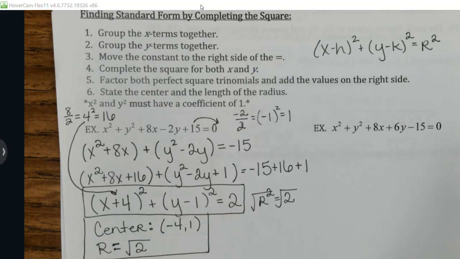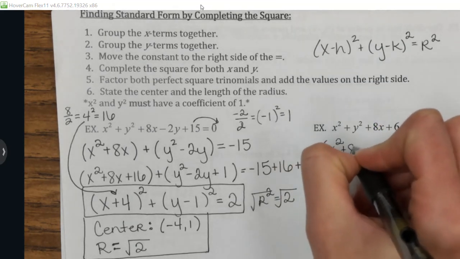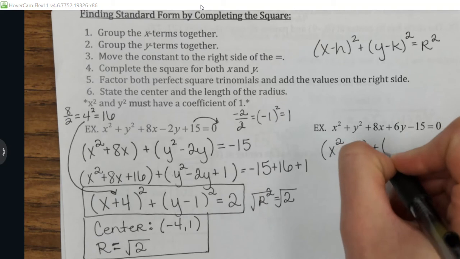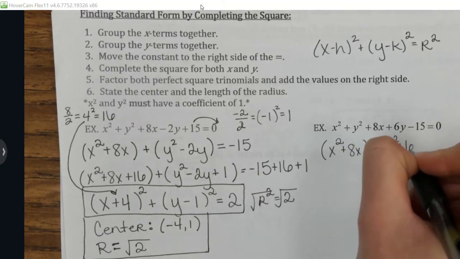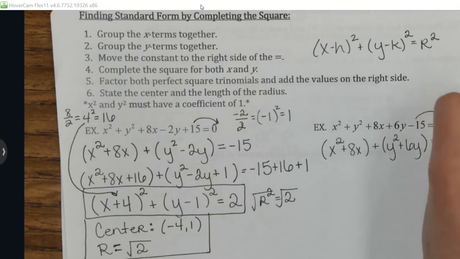Let me do the worksheet. Same steps. I group my x's. So x squared plus 8x plus y squared plus 6y equals, move my 15 over, it's going to equal a positive 15.